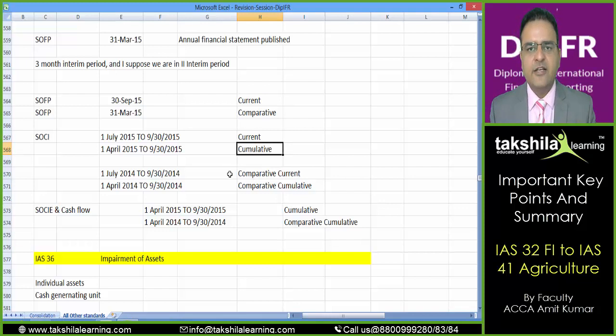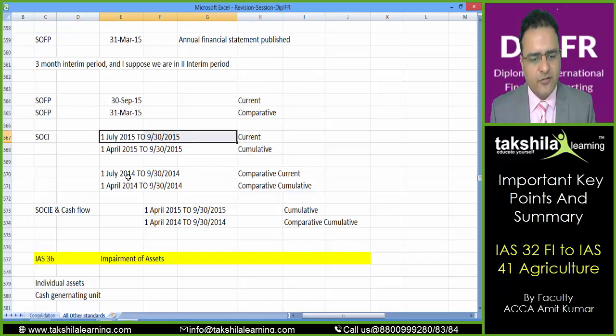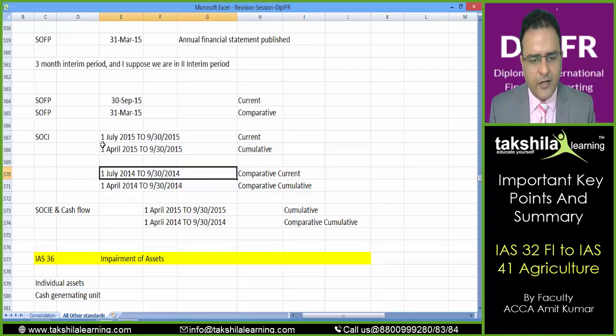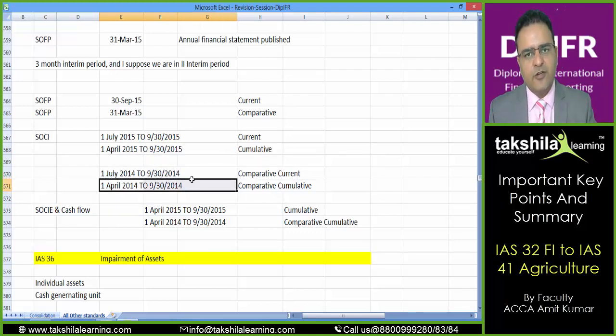In similar fashion, it takes into account the seasonality and cyclicality of operations. So for the current period, it takes into account the seasons and the cycles of operations, that in a different season you generate more revenue, in winters you generate more revenue, in summers you generate less revenue. You're comparing it exactly with the period in which those operations happened. So you compare the current period 1st July 15 to 30th September 15 with 1st July 14 to 30th September 14, and the cumulative year to date period from 1st April to 30th September 15 will be compared with 1st April 14 to 30th September 14. So that's the requirement for the income statement.